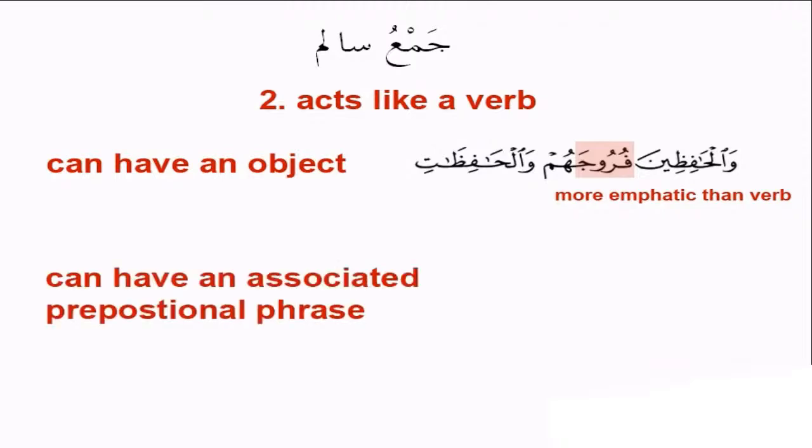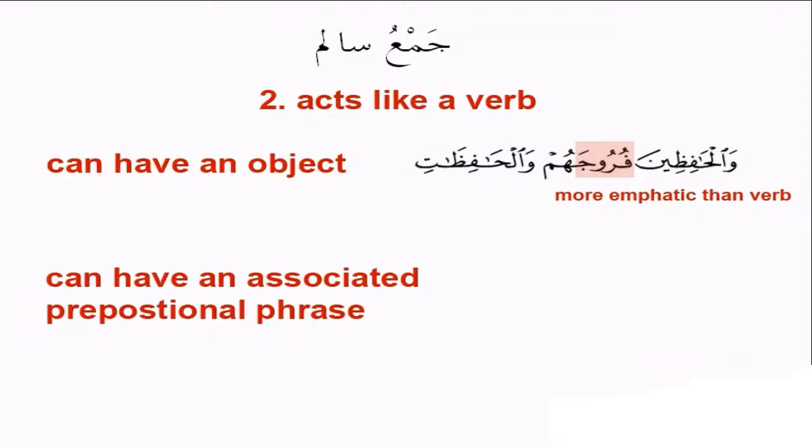Another point is that the jam'u salim can have an associated prepositional phrase. So jar majrur is associated with either a verb or something which acts like a verb or has the meaning of a verb. Just briefly, when we say, for example, Zaydun fil bayt, here the jar majrur is associated with a hidden khabar, and this khabar acts like a verb. It's not associated with Zayd. We'll talk about this in a lot more detail, inshallah, in a future lesson.